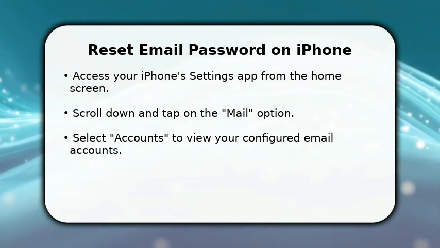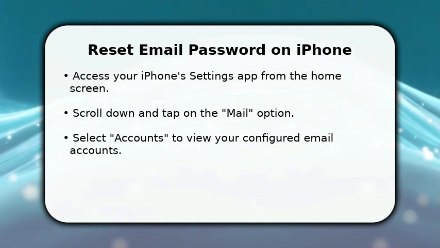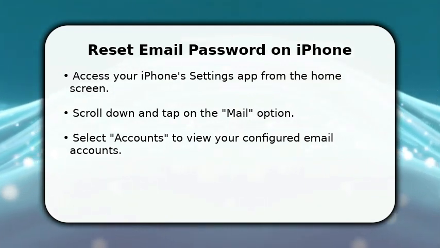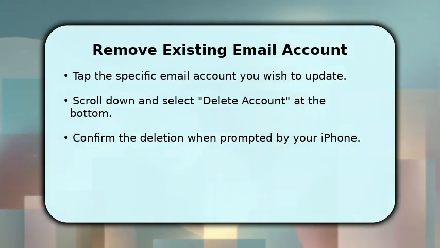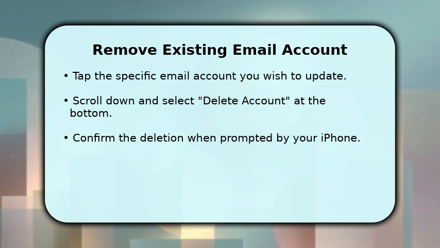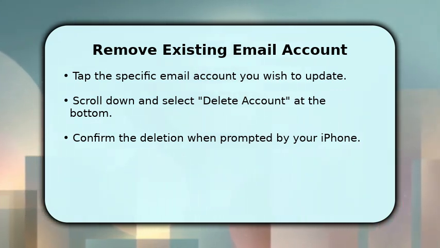Tapping on Accounts will display a list of every email account currently set up on your device, preparing us for the next crucial step. Now, from the list of accounts, tap on the specific email account for which you need to update the password. Once you've selected it, scroll to the very bottom of the account details screen.